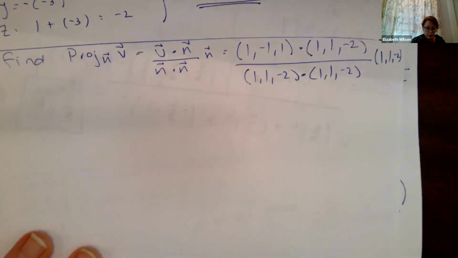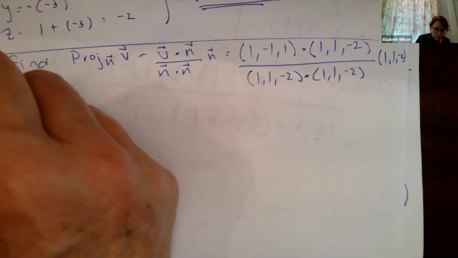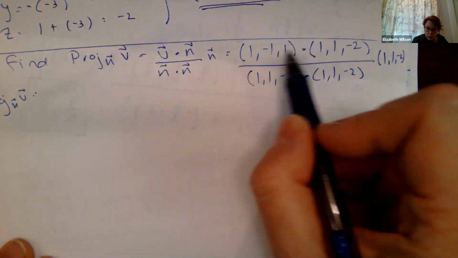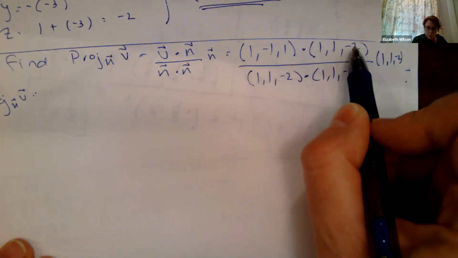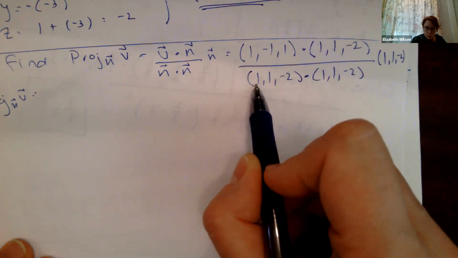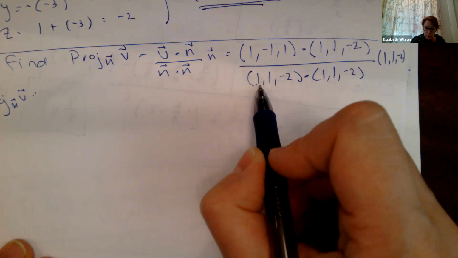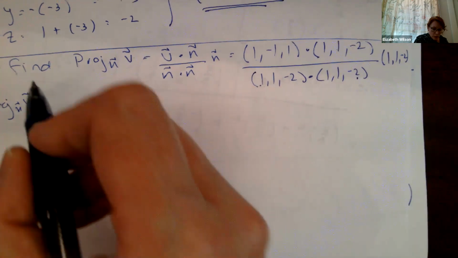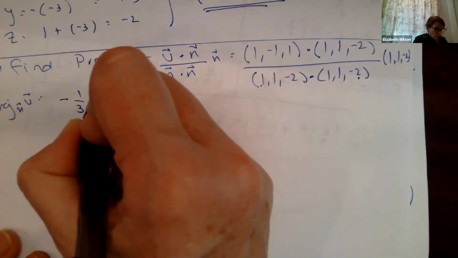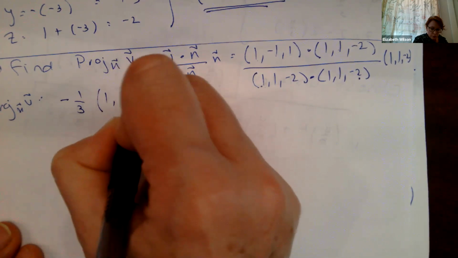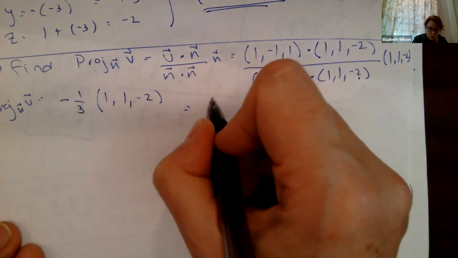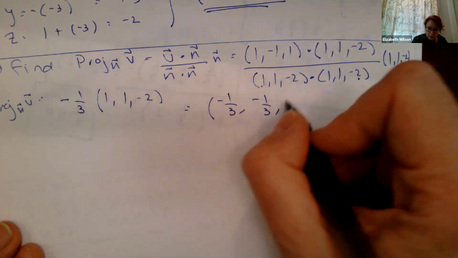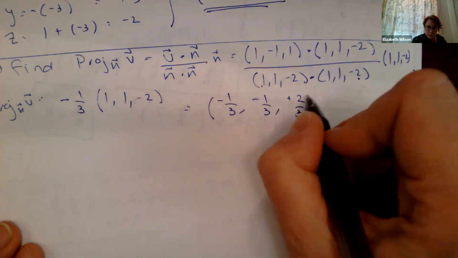Go ahead and start working through the math. My projection is going to look like 1 minus 1 minus 2 all over 1 plus 1 plus 4. So this is going to equal minus 1/3 all over 1, 1, minus 2. I'm going to distribute the minus 1/3, so minus 1/3, minus 1/3, and then this is positive 2/3. So that's my projection.